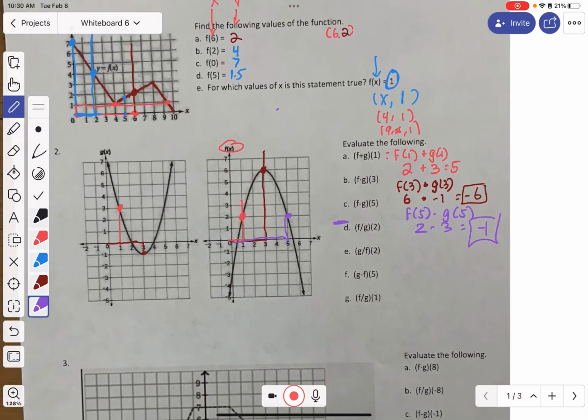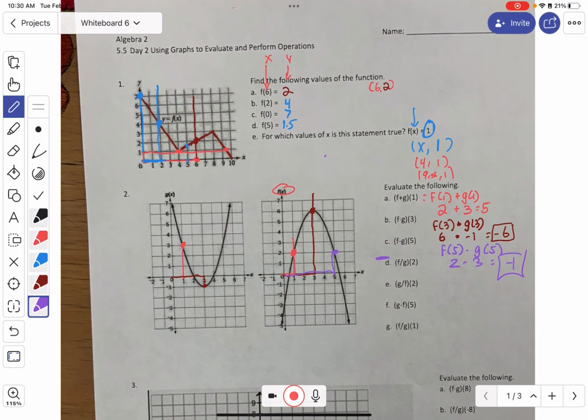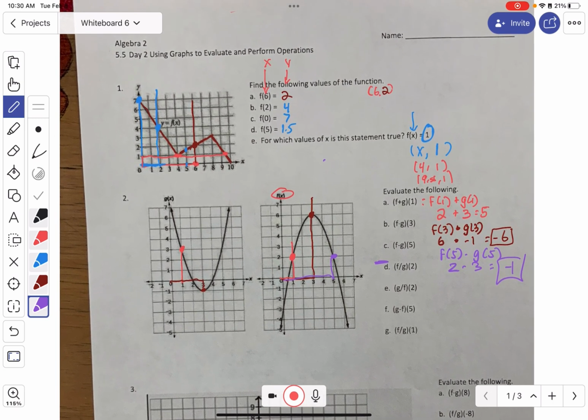That's all you have to do when you're using graphs to evaluate and perform operations. Any questions with this? Remember, the x value, draw a vertical line, and where it intersects with your graph, that's going to be your y value. And then just perform the operation that they give you. Okay. There are going to be some in here that have no solutions. Remember, you can't divide by 0. But yeah, that's using graphs to evaluate and perform operations. Any questions?